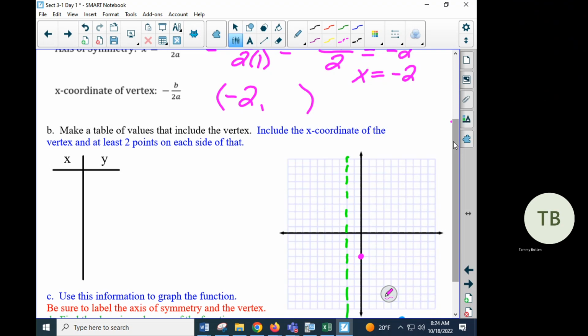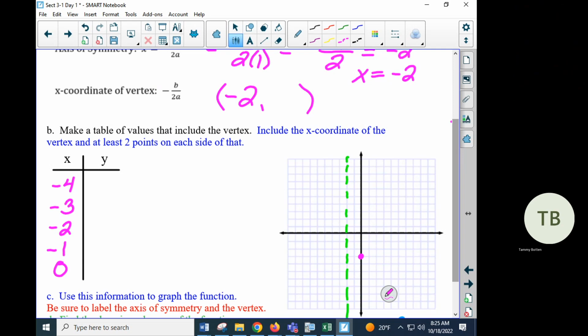And when I do these, this is important too. Whatever you get for x here goes in the middle of your table. And then up above here, you're going to do the two numbers that are smaller than -2, which would be -3 and -4. And then in the other direction, you're going to do the next two numbers that are larger than -2, so -1 and 0. Okay. That stuff you kind of have to do on your own.